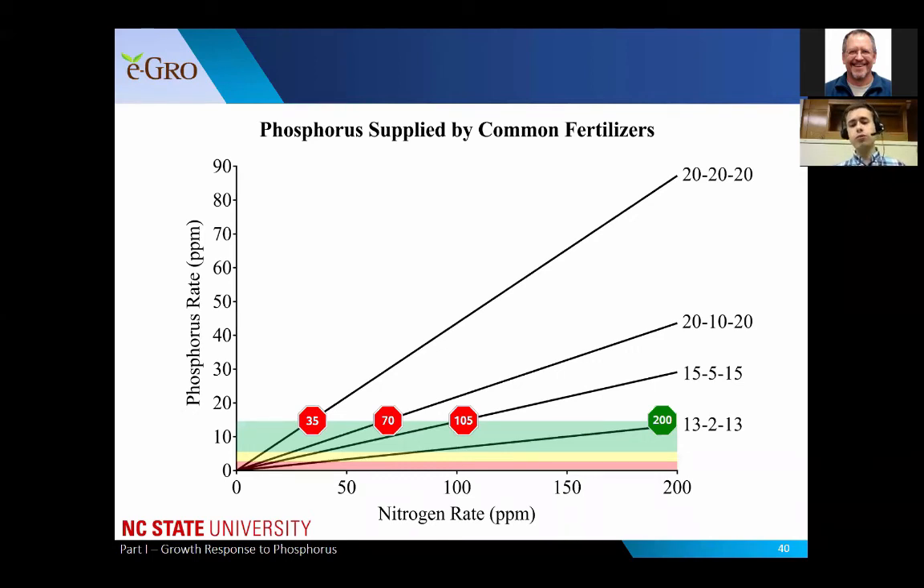Of course, if you were to use a 20-10-20 fertilizer, you could apply double that rate of nitrogen at 70 parts per million. With 15-5-15, you could supply 105 parts per million nitrogen and still remain within that range of 5 to 15 parts per million. And then with a low phosphorus fertilizer, such as 13-2-13, you could easily go up to 200 parts per million without providing excessive levels of phosphorus.